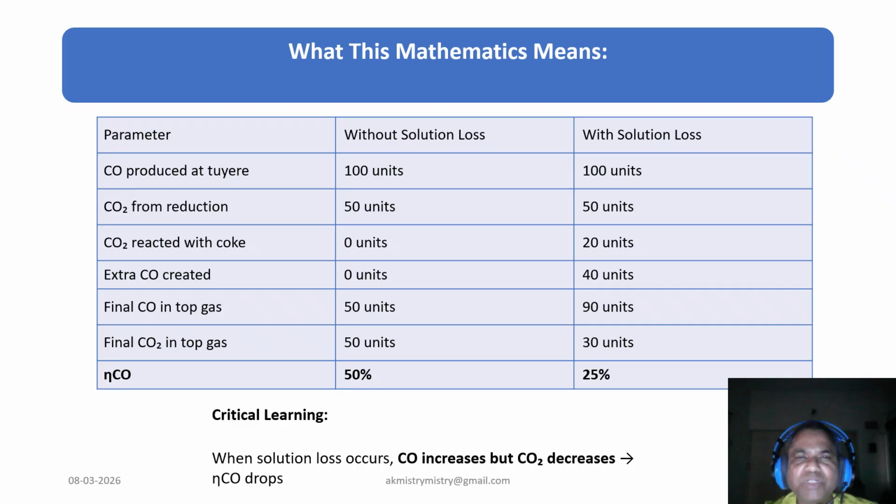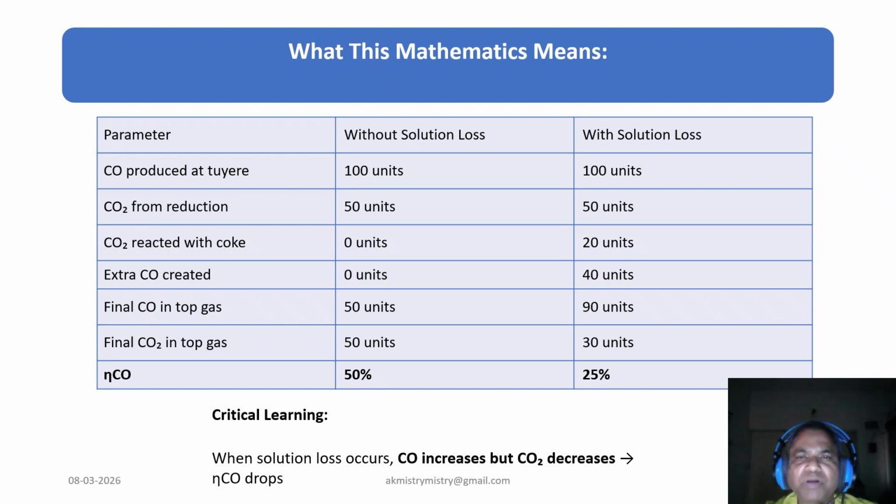Now look at the with solution loss column. Here 20 units of that newly formed CO2 go and react with coke. It consumes 20 units of CO2 and creates 40 units of new CO. So what happens to our top gas? Final CO jumps from 50 to 90. Final CO2 drops from 50 to 30, and our eta CO crashes from 50 down to 25.